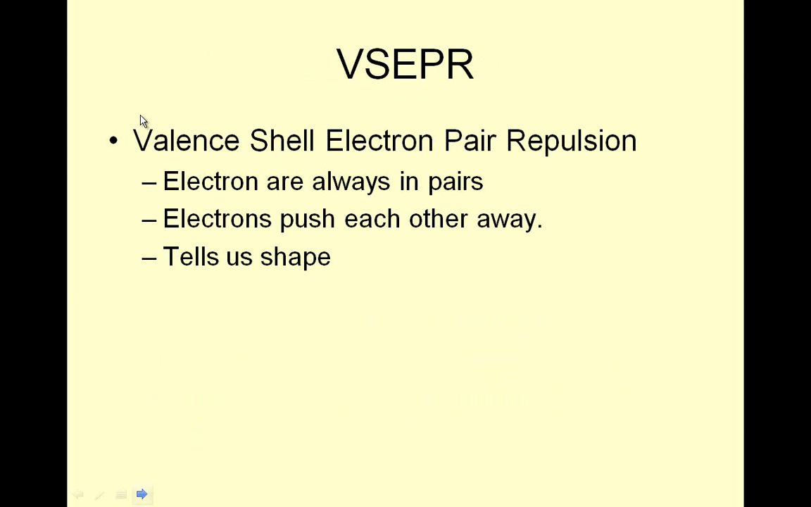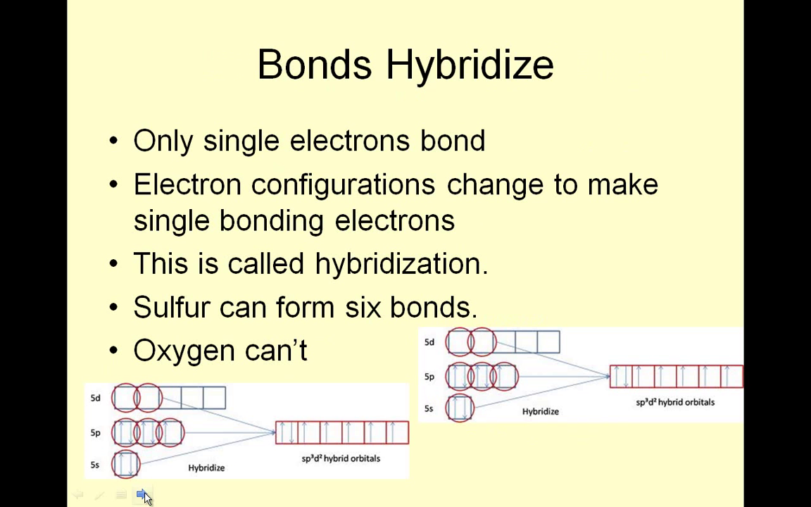These shapes are called valence shell electron pair repulsion. Electrons are always in pairs. Electrons push each other away. That tells us the shape, okay? I forgot to give you guys the shape sheet that I love so much.